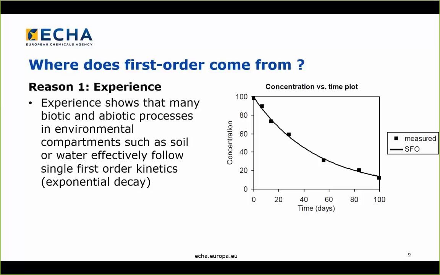So thinking about first order kinetics, where does first order kinetics come from? Well, the first reason that FOCUS puts forward is one of experience. Experience shows us that many biotic and abiotic processes in the environment effectively follow single first order decay. We see this exponential decline as our substance degrades or dissipates in the environment.